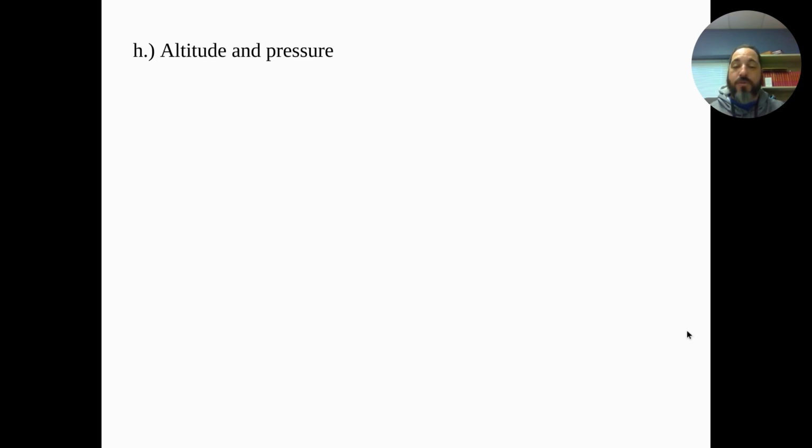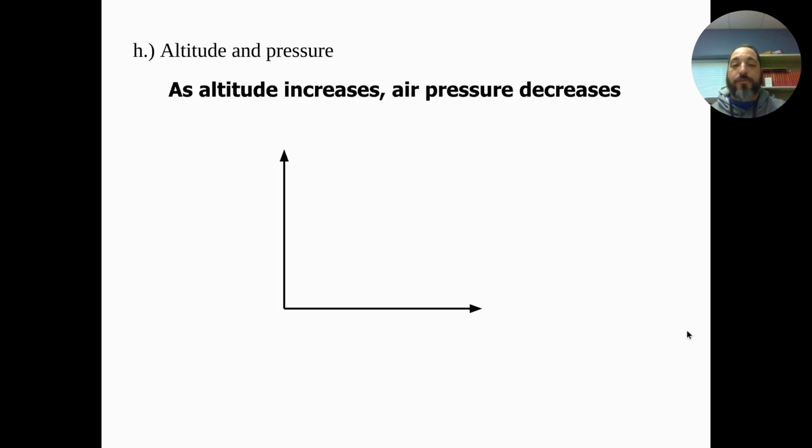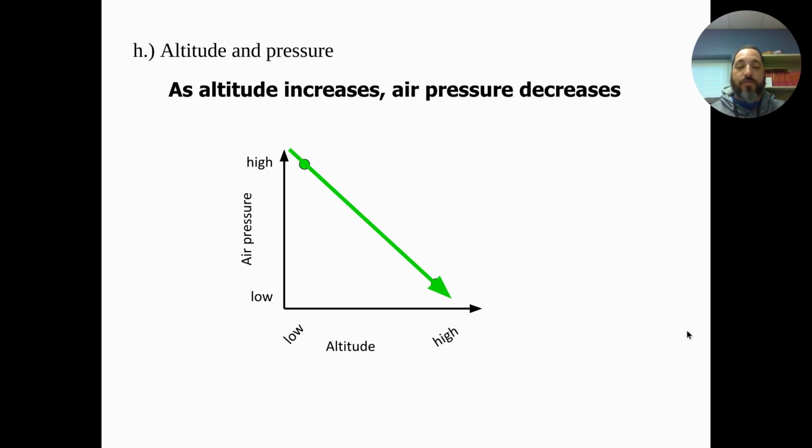So altitude and pressure, last one. As altitude increases, air pressure decreases. So as we go up, my air pressure is going to decrease. Now this is what causes the cooling of that air as it rises, right? As it rises, it's going to expand, it's going to cool down. That does it for our weather variables.